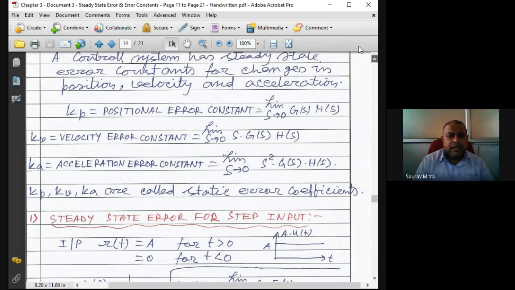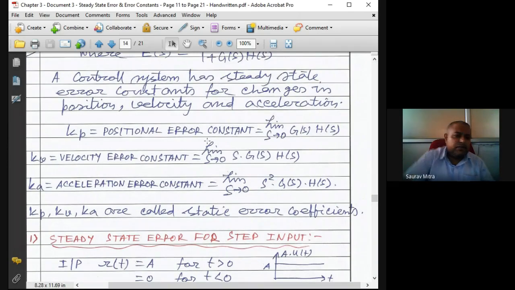There are actually three error constants that we can find out. This is a very important question asked in the exam: what are the positional error constant, the velocity error constant, and the acceleration error constant. You should have very fundamental knowledge of limits, how to find them. Limit s tends to 0, G(s)H(s) is the positional error constant, Kp. Kv, the velocity error constant, is limit s tends to 0, s into G(s)H(s). And the acceleration error constant, Ka, is limit s tends to 0, s squared into G(s)H(s).